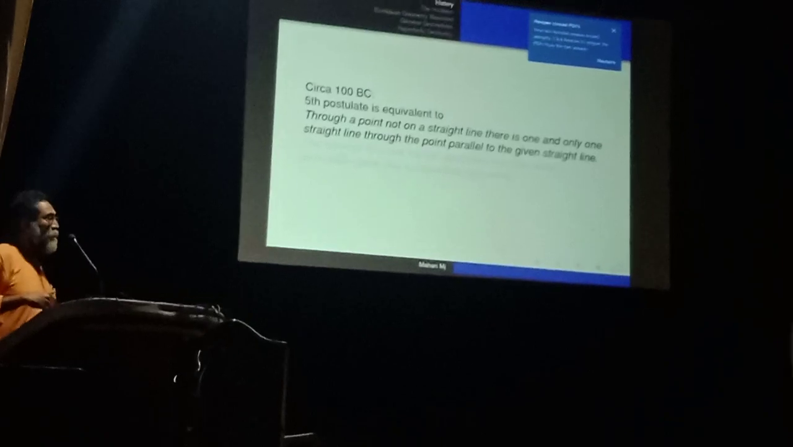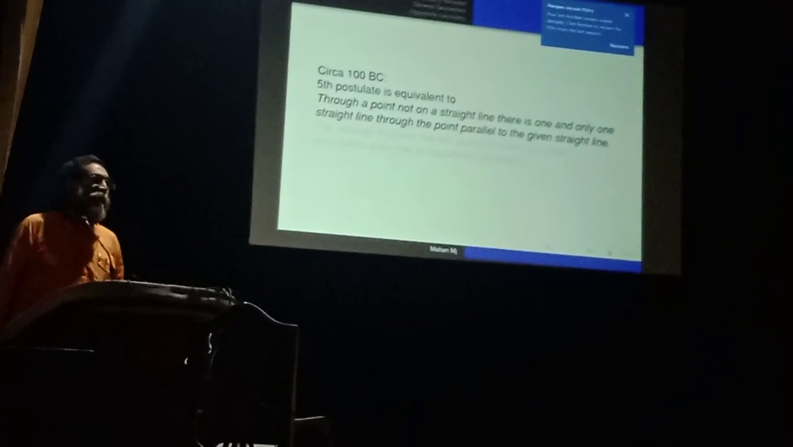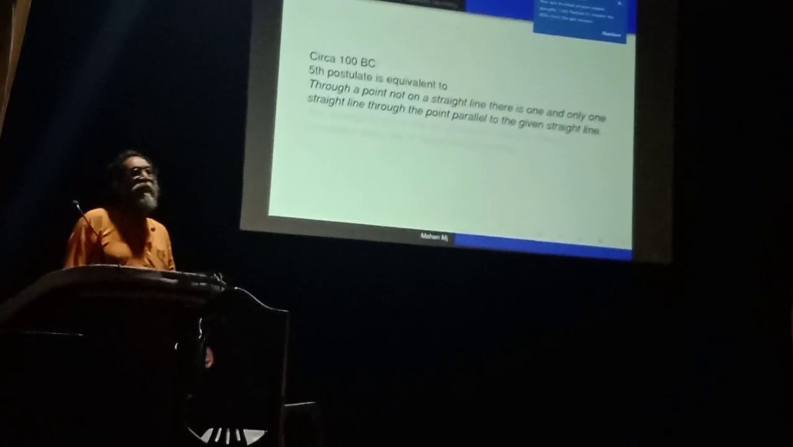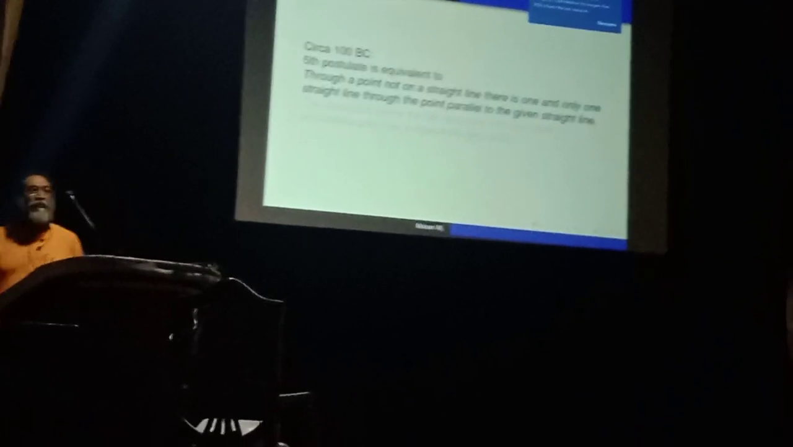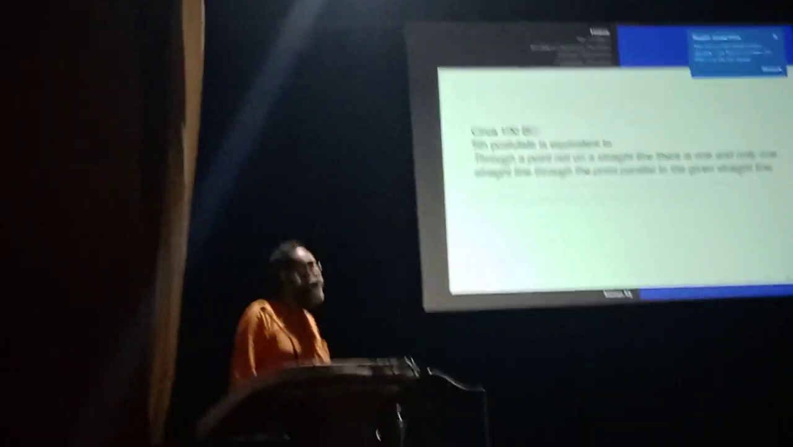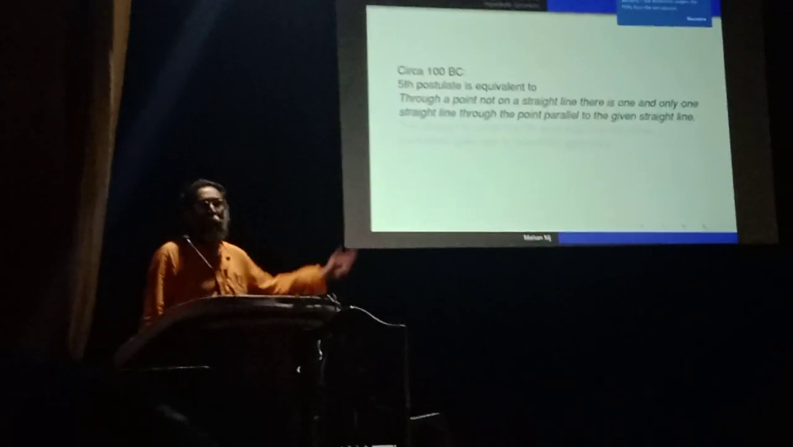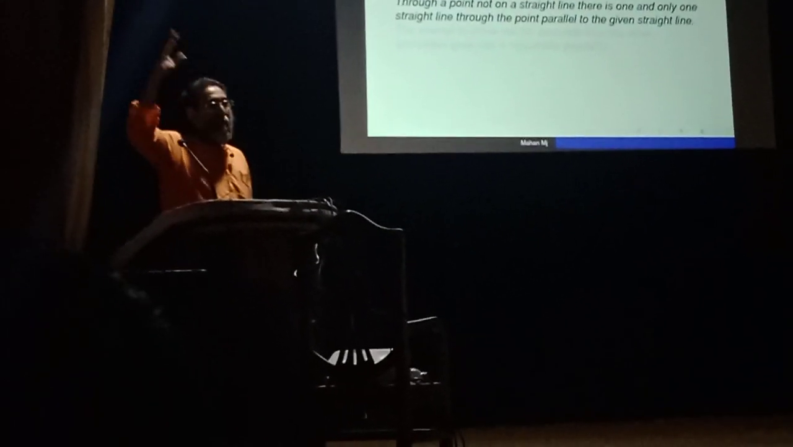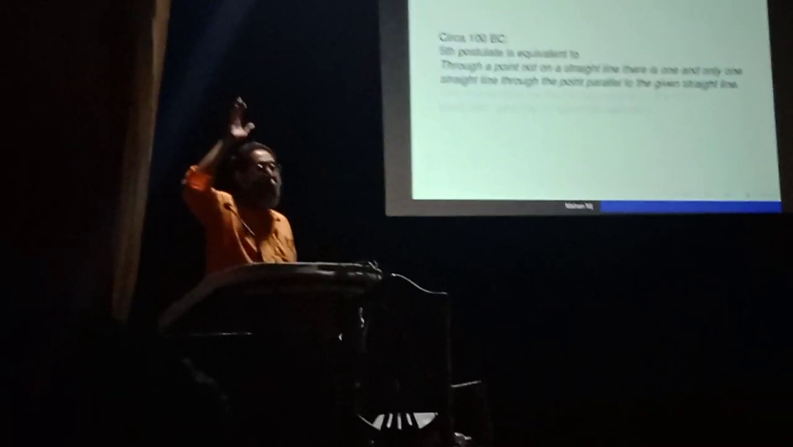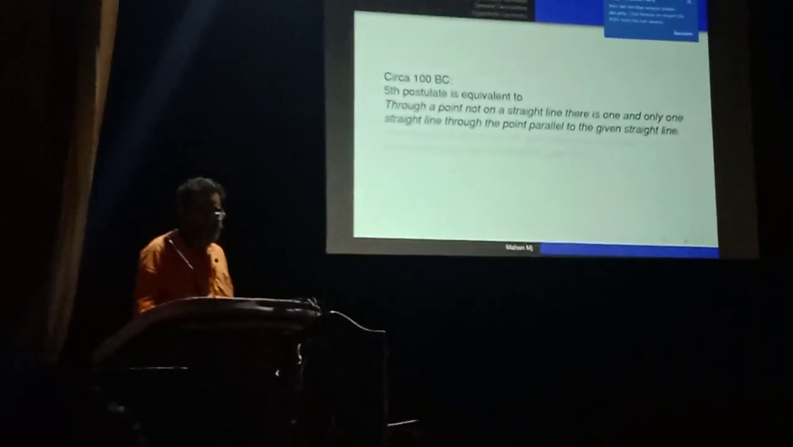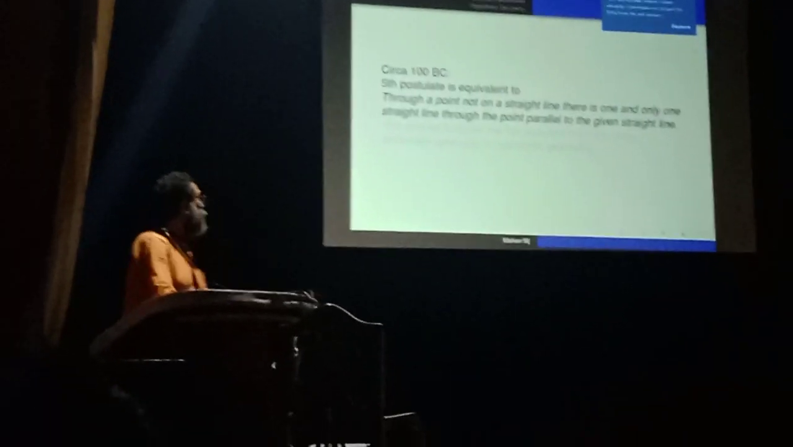And now, the problem that was posed by Euclid was the following. Because it does not have the same status as the first four axioms, the problem he posed was, can you prove the fifth postulate from the remaining four axioms? This was a problem that Euclid posed. And another giant, Gauss, actually found the solution 2000 years after Euclid had posed the problem. We'll talk about that now.